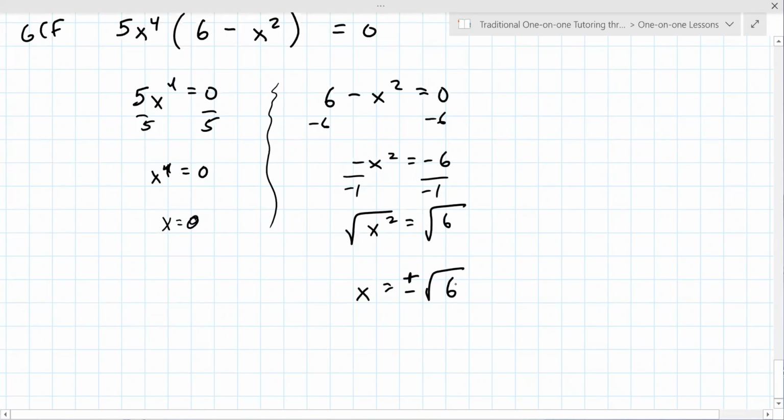Plus or minus. Now, does this reduce? Does the square root of 6 reduce? Is it friendly? No. So here are your answers: 0, square root of 6, comma, minus square root of 6. All right.